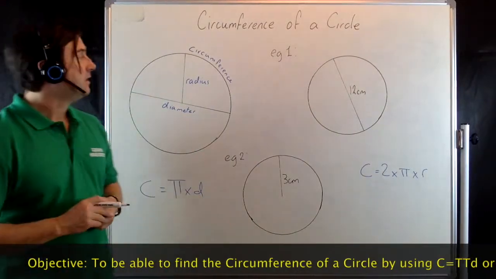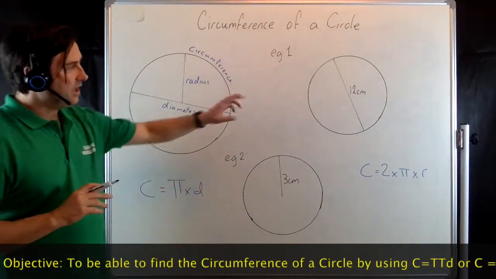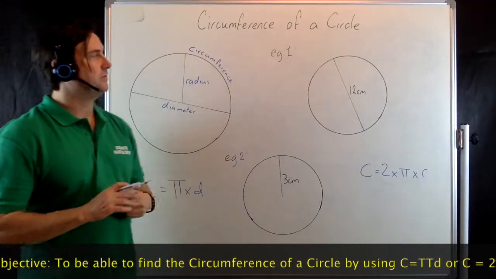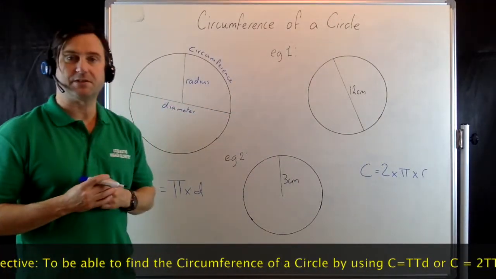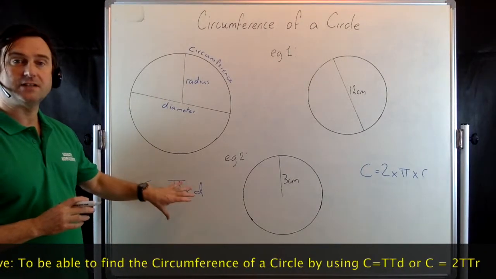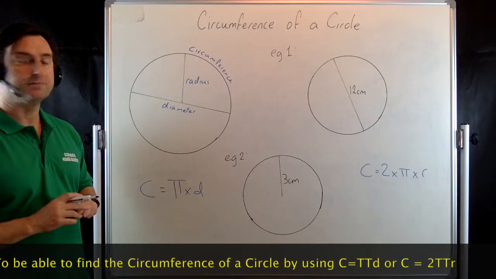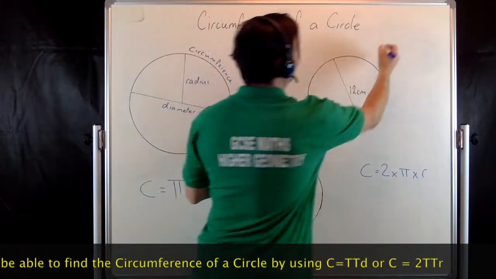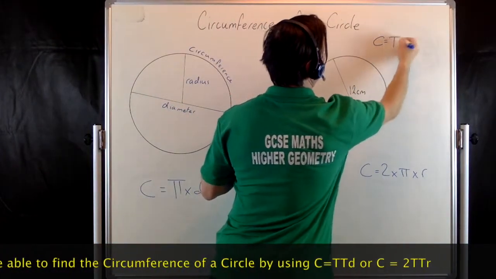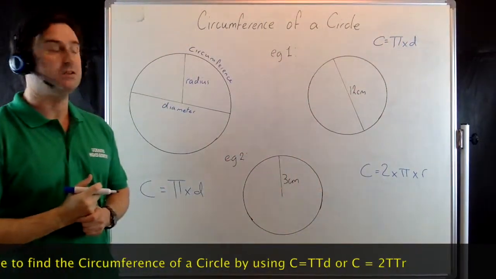Now, if we have a look at these two examples, the first one that we're going to do gives us the diameter. So it would be best to use the formula that contains the letter for the diameter. So this is the one we're going to use. So we're going to use c equals pi times d. Very, very simple formula to use.